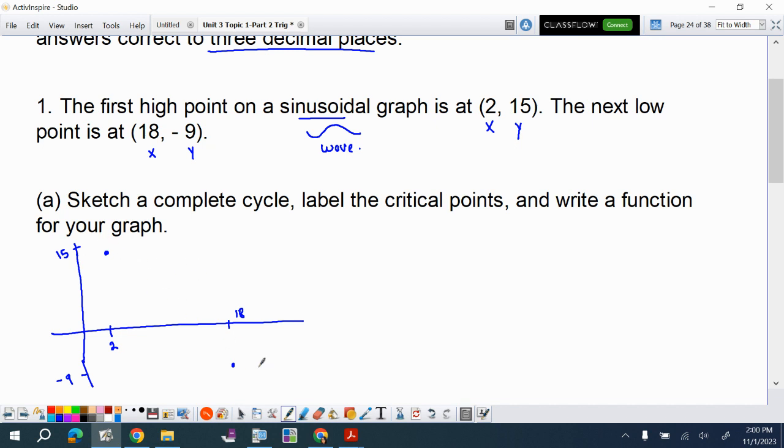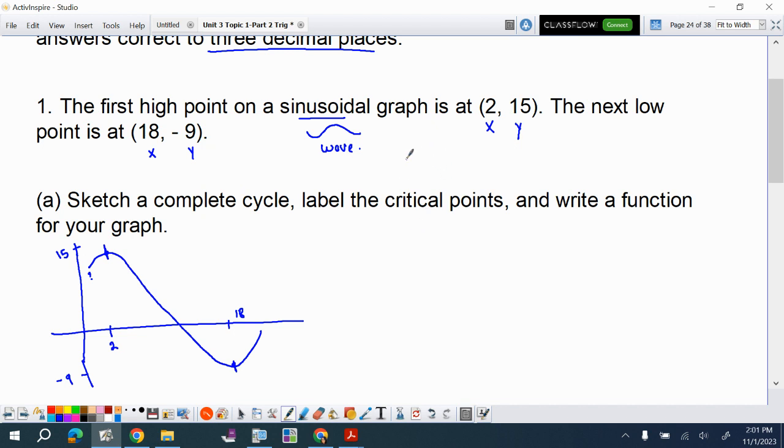Now we are not drawing a straight line. Our assumption is this is a trig wave. Sinusoidal means sine or cosine, and never connect the points with a line. We don't know where it's going. We only have this information, high and low. So now we have to find the critical points, which are the maximum and minimum, and write a function.